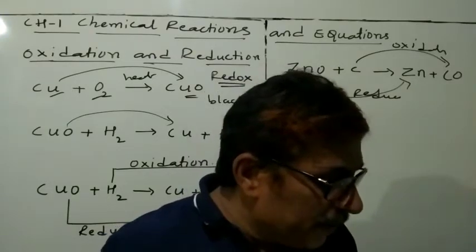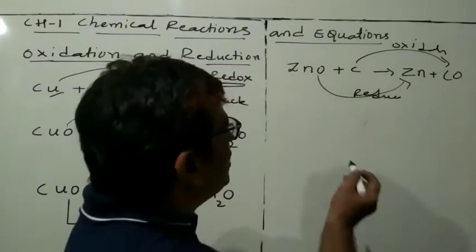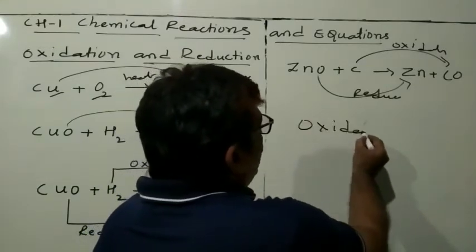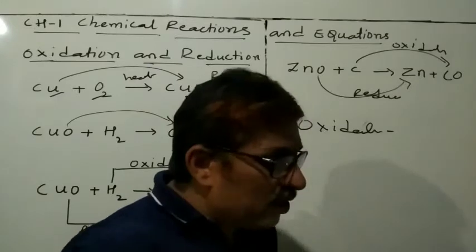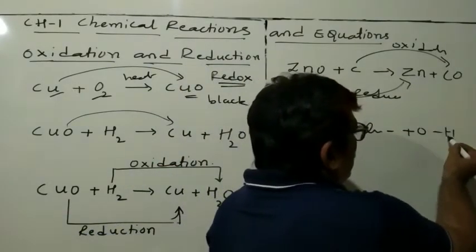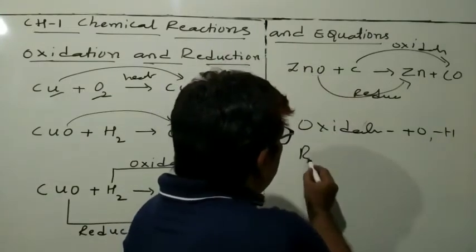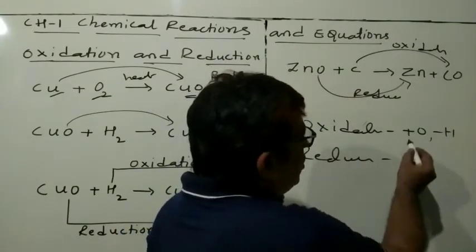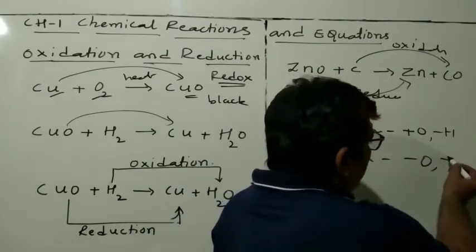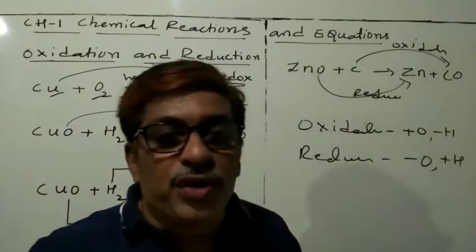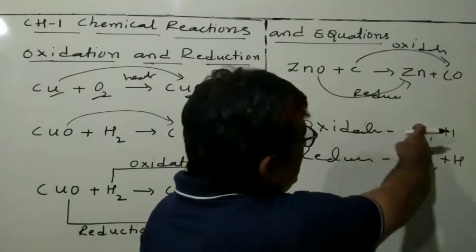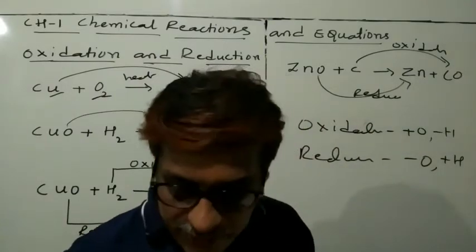Now the next one. Remember: oxidation is addition of oxygen and removal of hydrogen. And reduction means the opposite of this, that is, loss of oxygen and addition of hydrogen. Then when both take place together, we call it a redox reaction, an oxidation and reduction reaction.